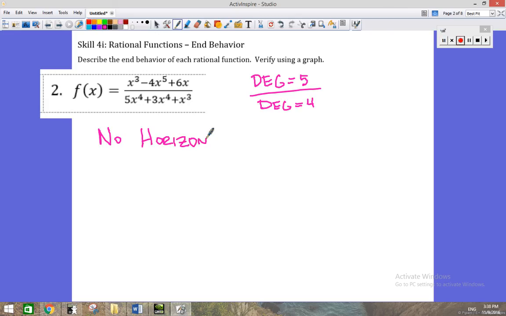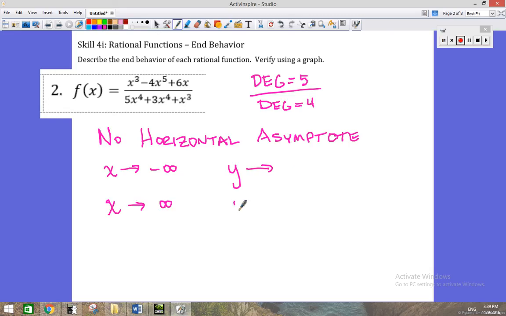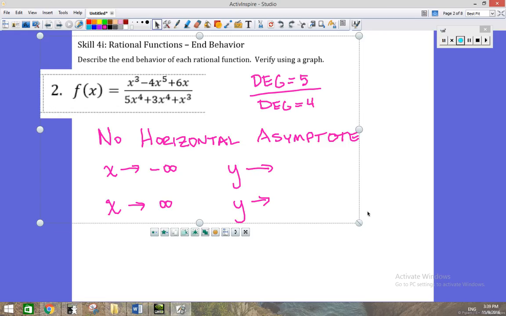So to describe what's happening far away from the origin, we need to plug in very small values of x as x is approaching negative infinity, and then also plug in very large values of x as x is approaching positive infinity. So if x is approaching negative infinity, I know that y is either going to be positive or negative infinity. I have to determine what the sign will be. As x is approaching positive infinity, what is y doing? So all I have to do is to use the leading terms.